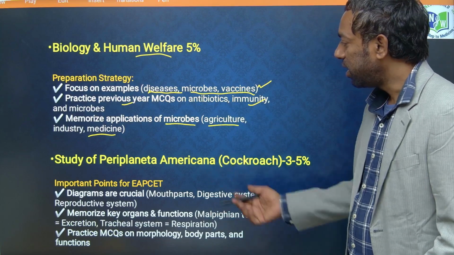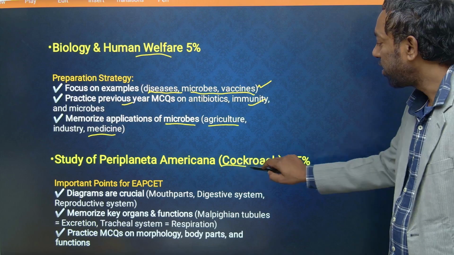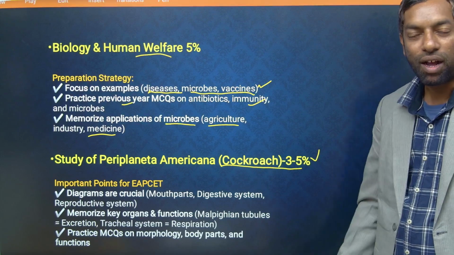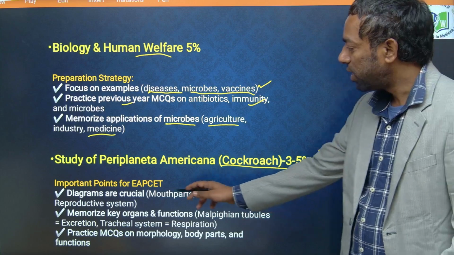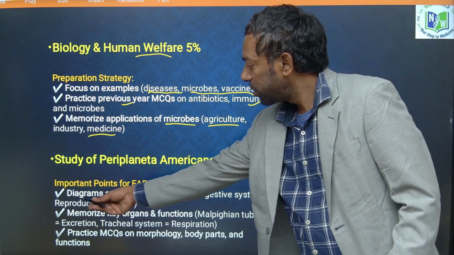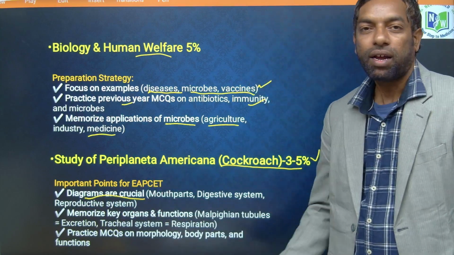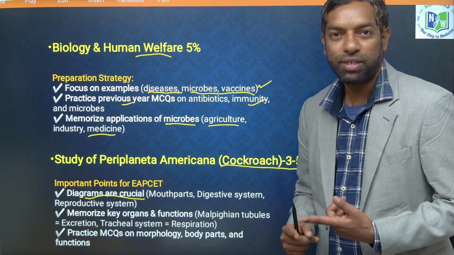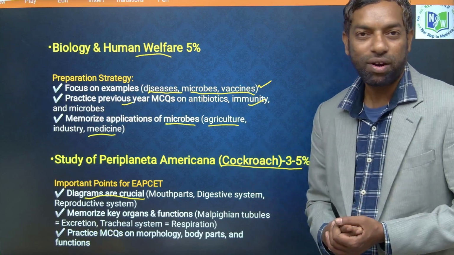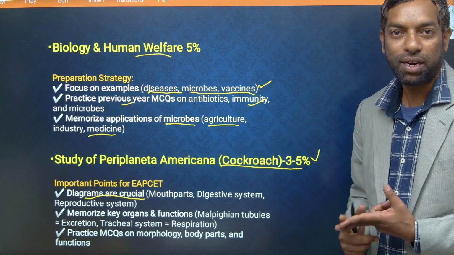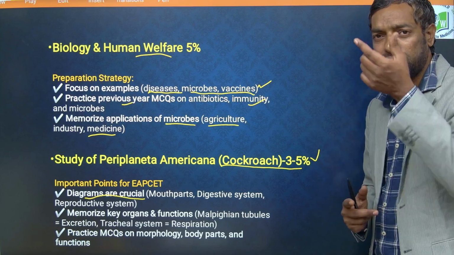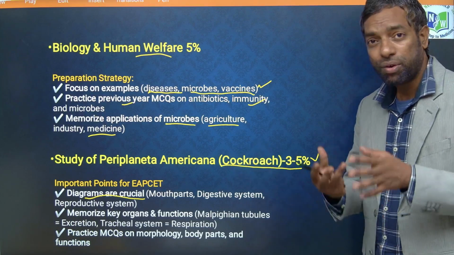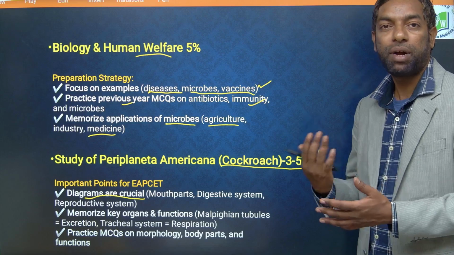Okay, and study of the cockroach, guys. This is most important, cockroach. There must be a question from this topic. Okay, importance. Diagrams are crucial, guys. Cockroach has its own digestive system, special because it is a non-chordate. Even digestive system, respiratory system, circulatory system and nervous system are there. You just have to go through the diagram. You should know the parts and the importance of the parts.